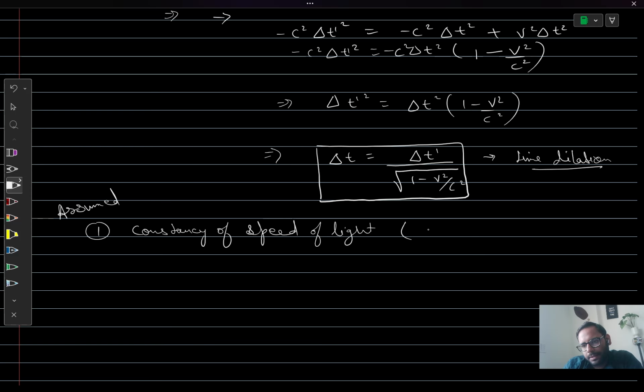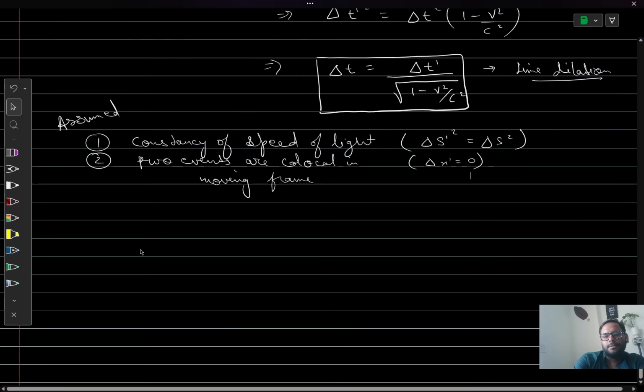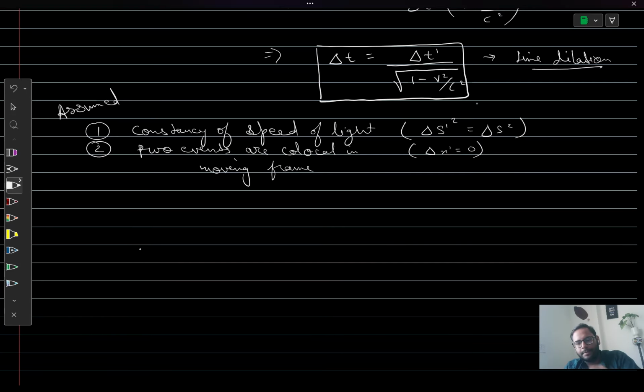That is the invariance of this thing. And second, two events are co-local in the moving frame, that is, del x prime is equal to 0. So from these simple assumptions we reach this conclusion of time dilation.